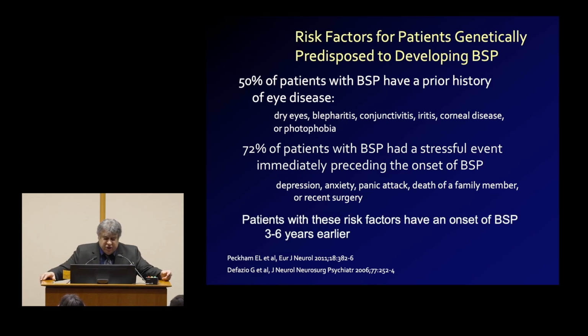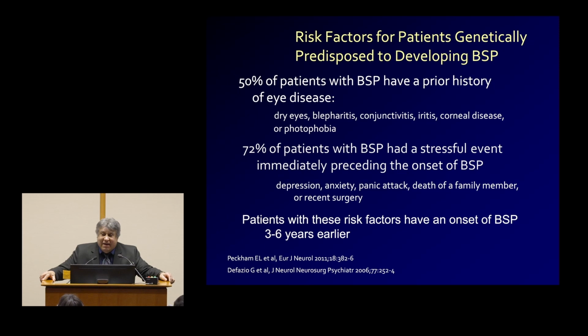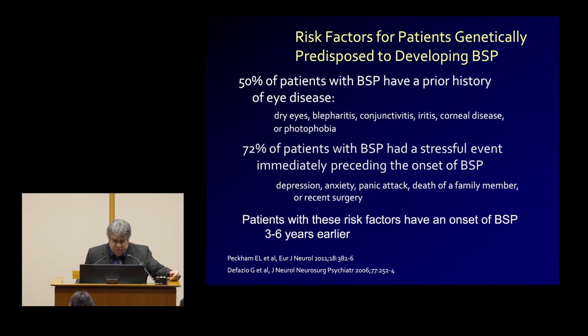Patients with these risk factors have an average onset of the disorder between 3 and 6 years earlier than the average for the disease. So they seem to develop it sooner.